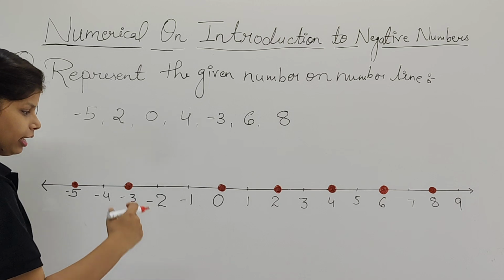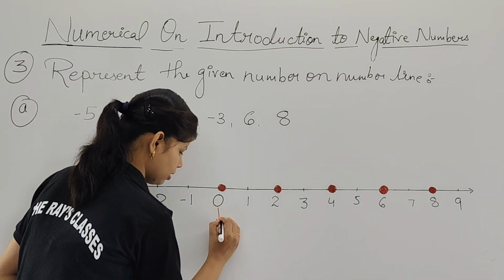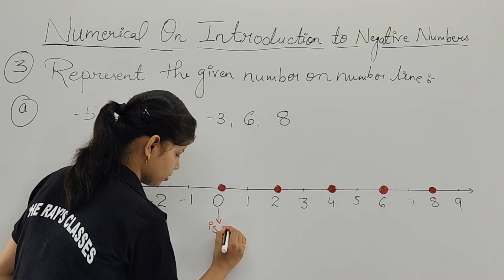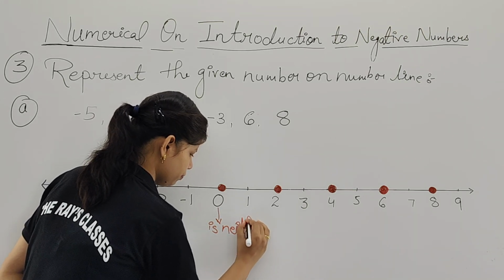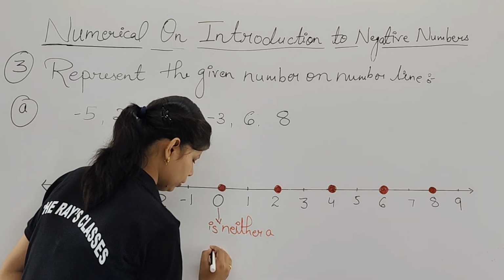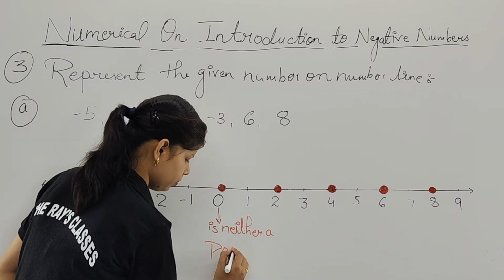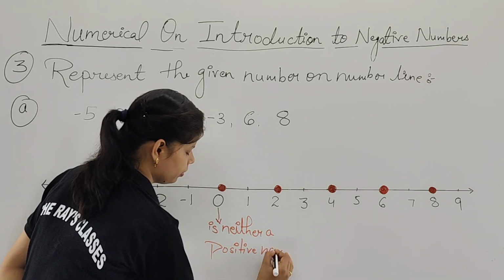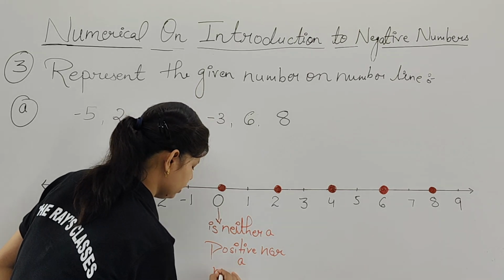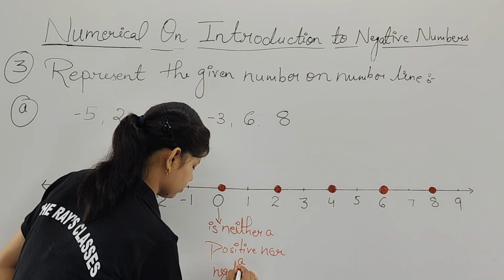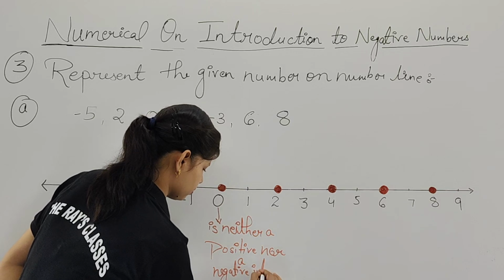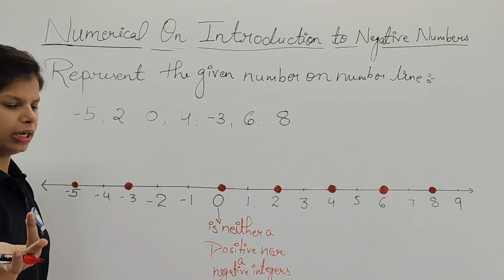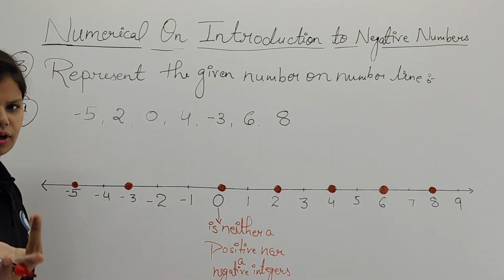Whatever the things are given, and I told you, you can note it down for this one: 0 is neither a positive nor a negative integer. Clear, no? That means 0 is neutral, neither a positive nor a negative.